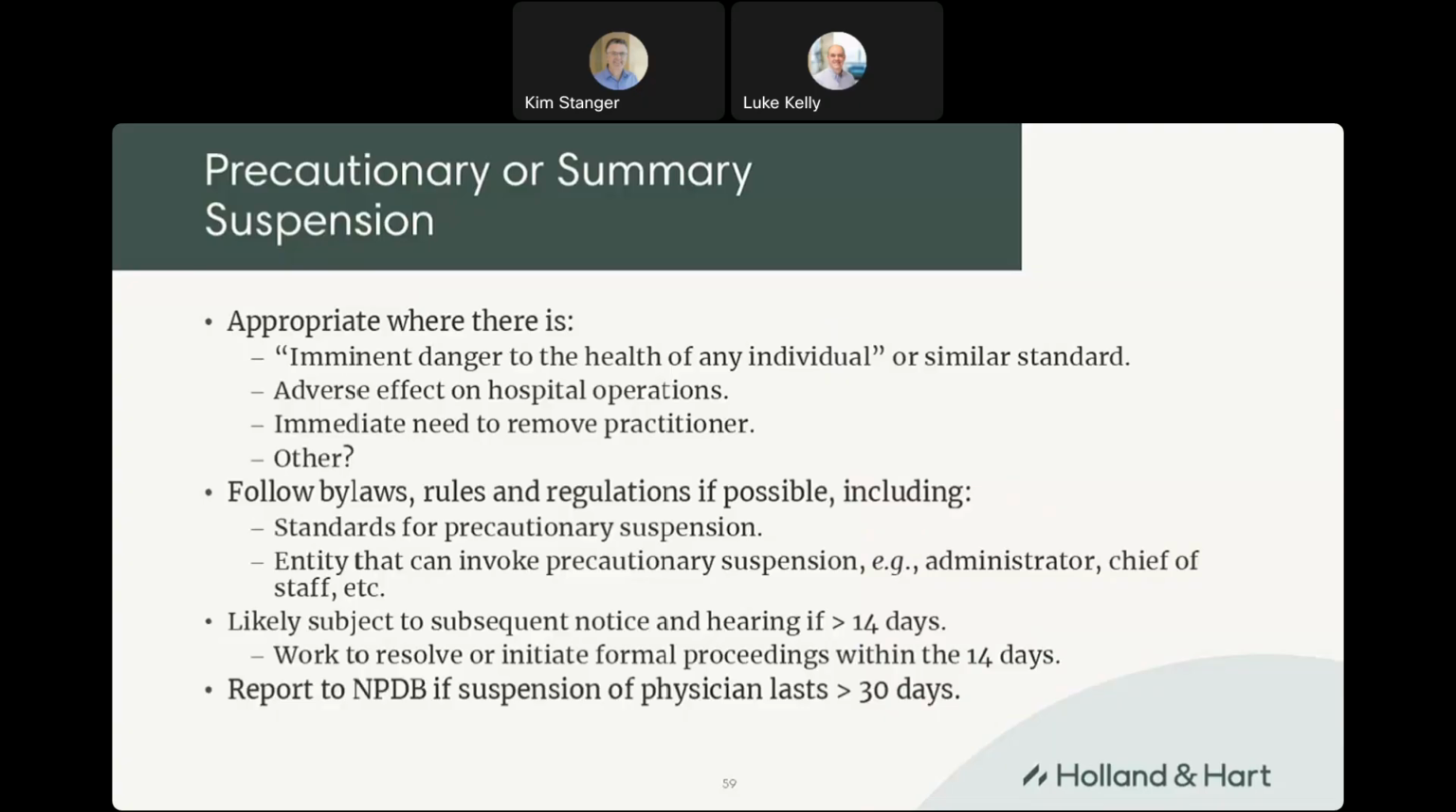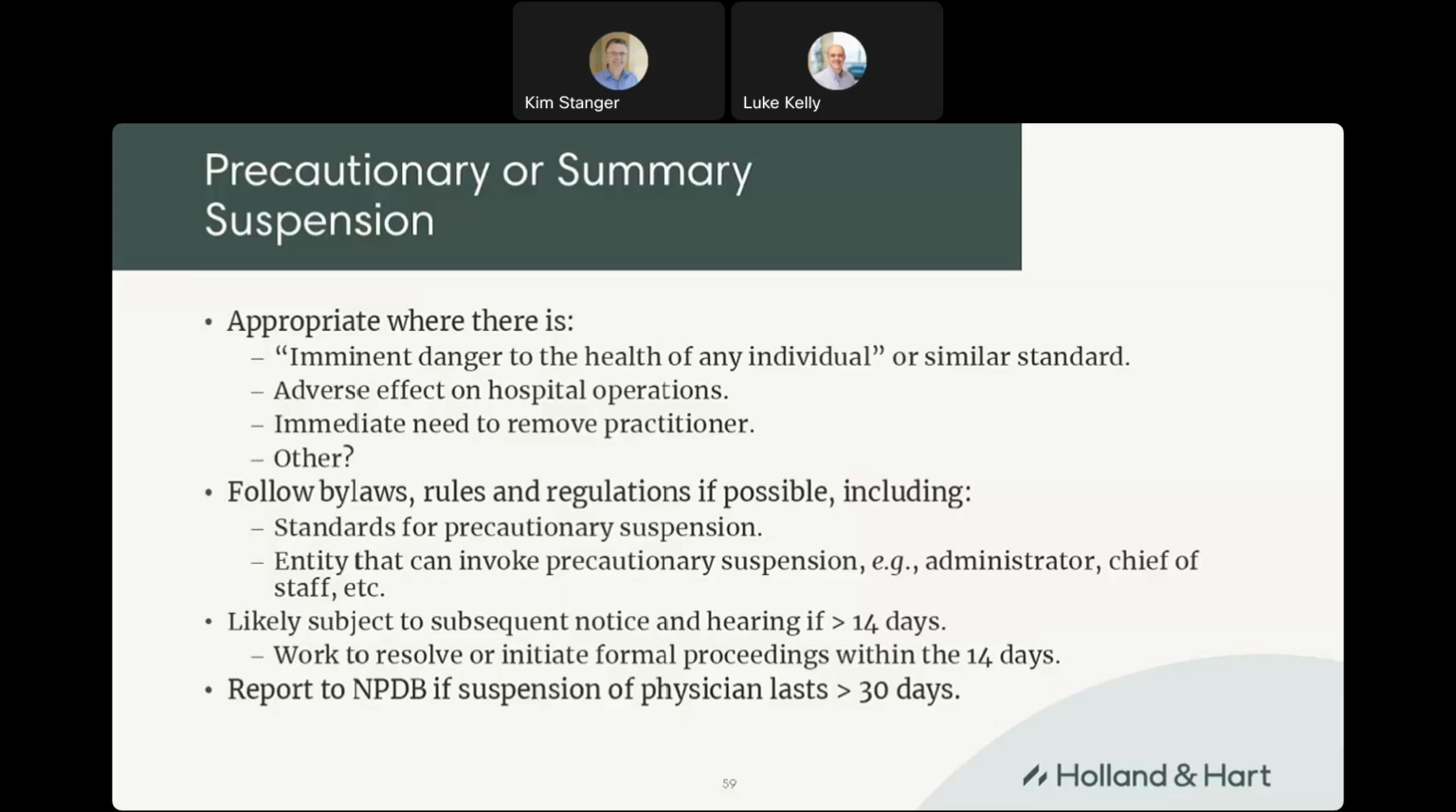You can institute precautionary or summary suspensions. You want to make sure that the process that you've got in the bylaws allows you to do that. Quite often I see that the precautionary suspension applies if there's imminent danger to the health of any individual. But that's not the only reason. It may be for significant disruption of healthcare operations. You can put other bases in your bylaws for summary suspensions. It's not mandated any particular one under the Healthcare Quality Improvement Act or the like.